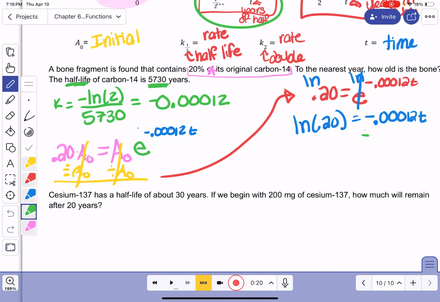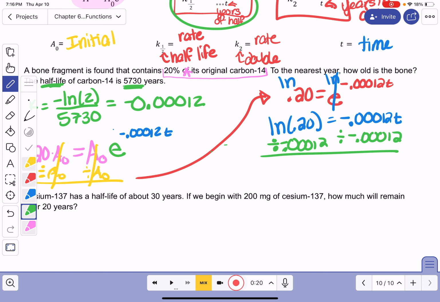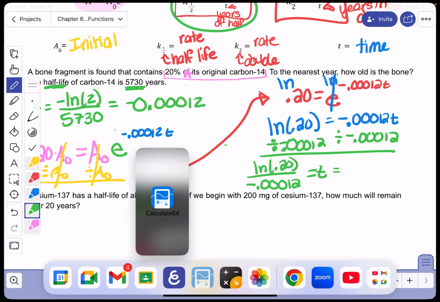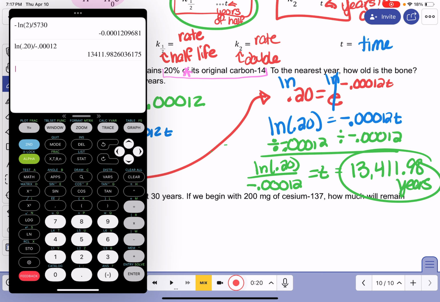To get the t alone, we're going to divide. So I would get ln of 0.20 divided by negative 0.00012 equals t. And then if I type that in the calculator, ln 0.20 divided by negative 0.00012. So we get 13,411.98 years. So that's a really old bone.